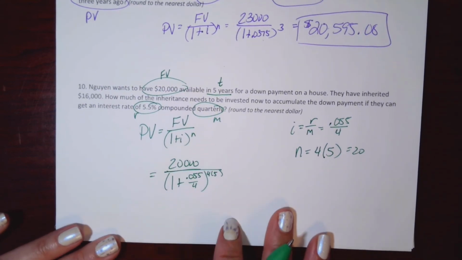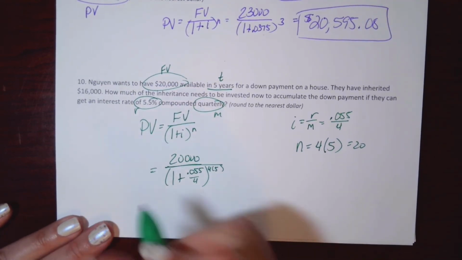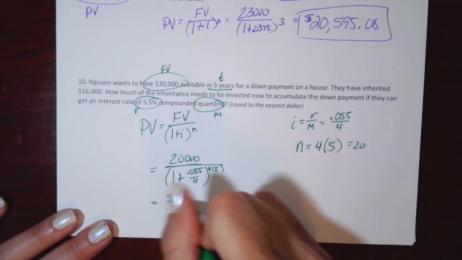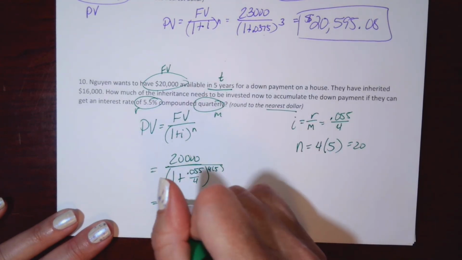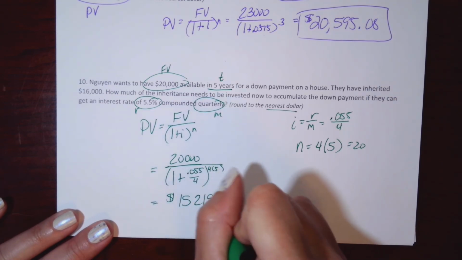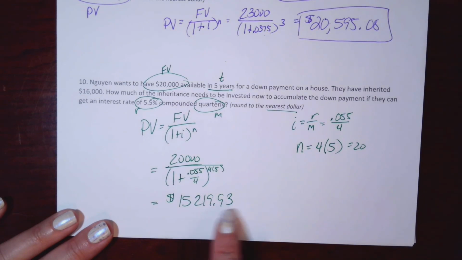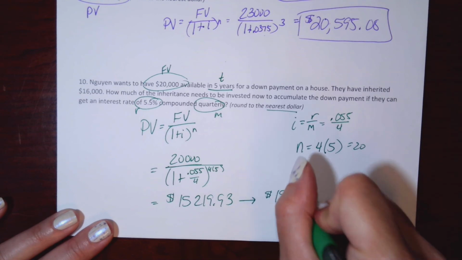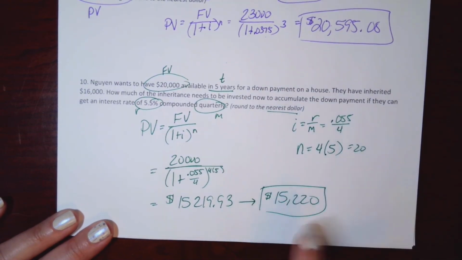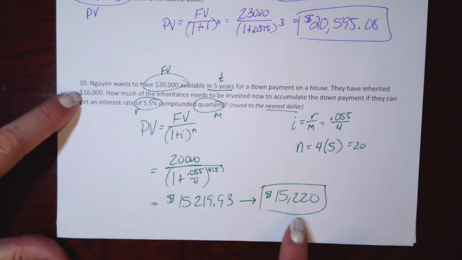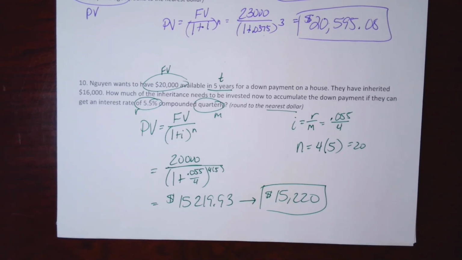When you plug that into your calculator, make sure you follow order of operations. You should end up with, and we're going to round this to the nearest dollar, well, if you round to the nearest penny, because that's what I did first, I got $15,219.93, which rounds to $15,220. So they need to invest almost all of their inheritance. They've got $780 they can play with if they want to make sure they're going to have that down payment in 5 years.